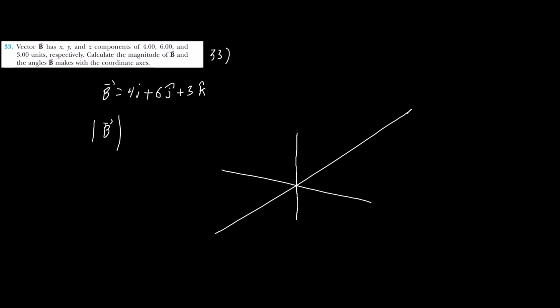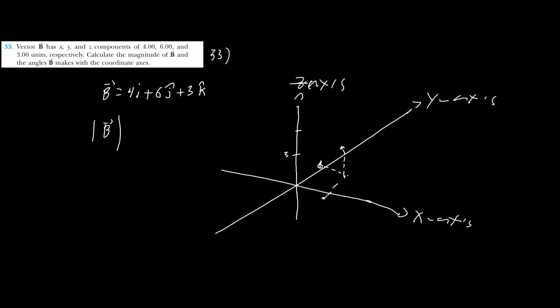This is going to be the x-axis, and the y-axis, and the z-axis. So here are the coordinate systems. And you have 4 in the i-hat direction, 3 in the j-hat direction, and 6 and 3 in the k-hat directions. So you're going to have a graph that looks something along the lines of this. So you're going to have a vector.